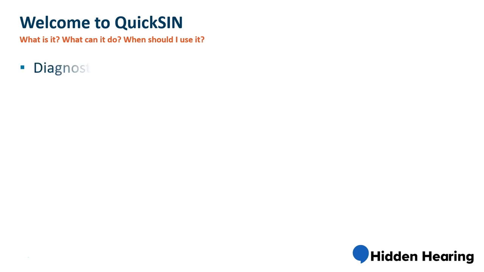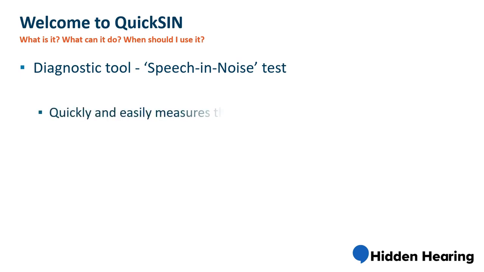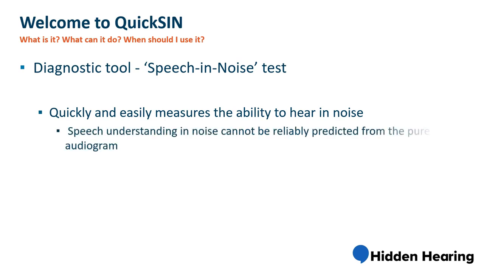So, let's start off at the beginning. Quicksin is a diagnostic tool. It tests the ability to hear speech in noise. More accurately, it tests the effect that noise has on our ability to hear speech. It quickly and easily measures that ability, which is not something that you can get simply from a pure tone audiogram.